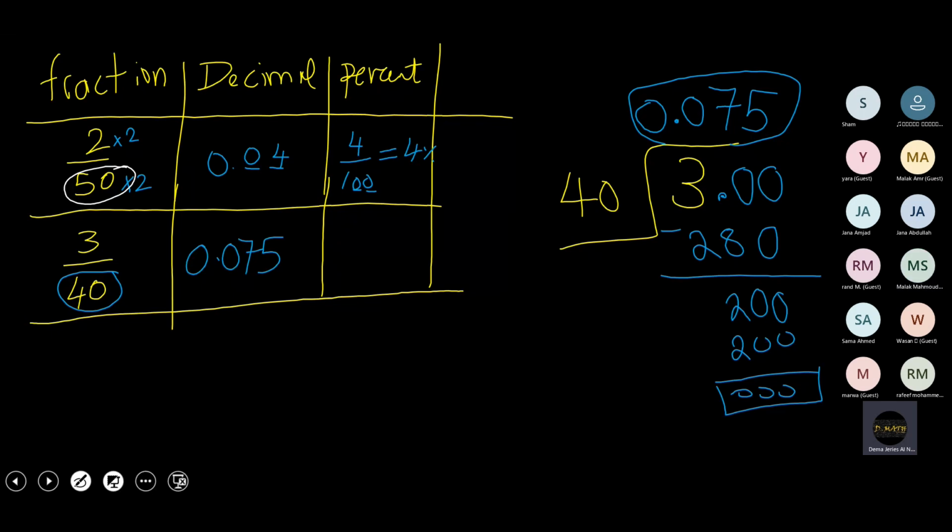If you have a decimal, how can I write it as a percent? As I told you before, just move the decimal point 2 digits to the right. So it comes to 75%. Is it clear?